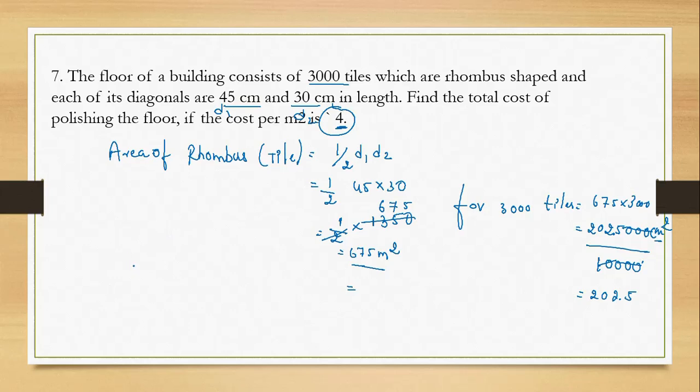So the area for 3000 tiles is 202.5 meter square.